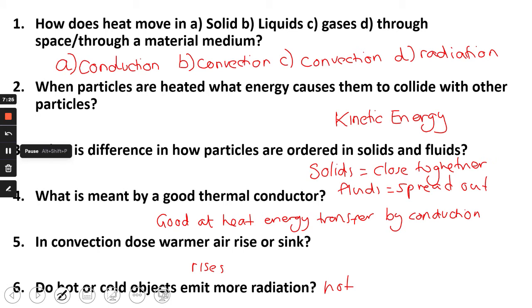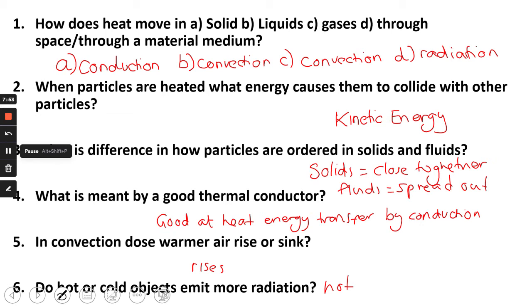Okay, so looking at the first question, how does heat move in solids? In solids, heat energy is transferred by conduction. For both B and C, because they're liquids and gases, they're both fluids, so they'll transfer heat by convection. And for D, through a space or through a material medium would be radiation. When particles are heated, what energy causes them to collide with other particles? This would be kinetic energy.